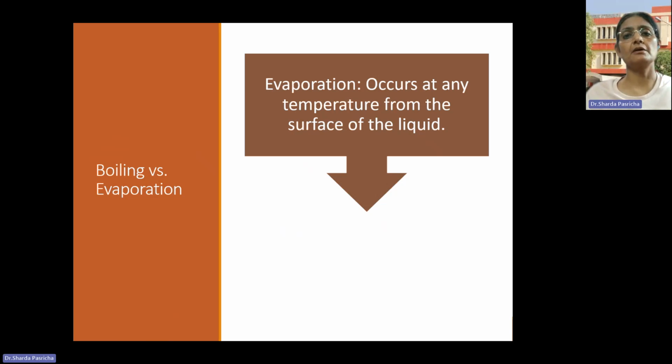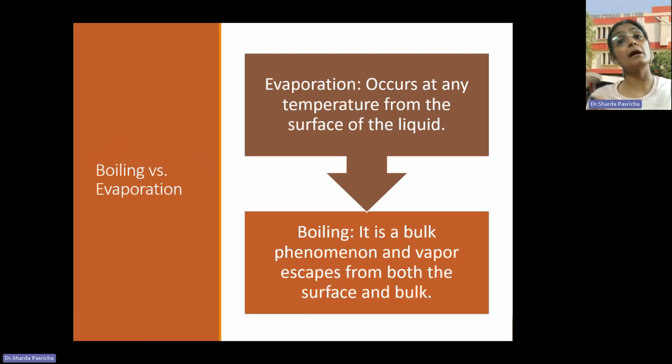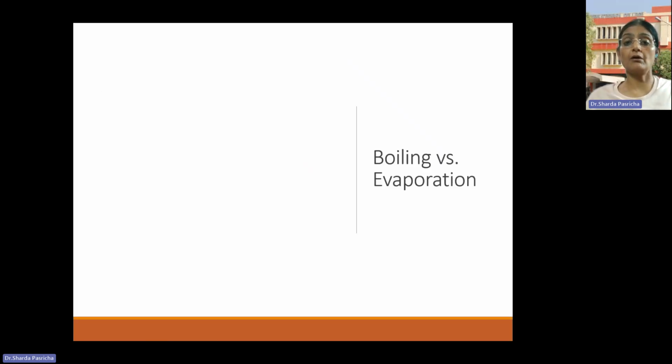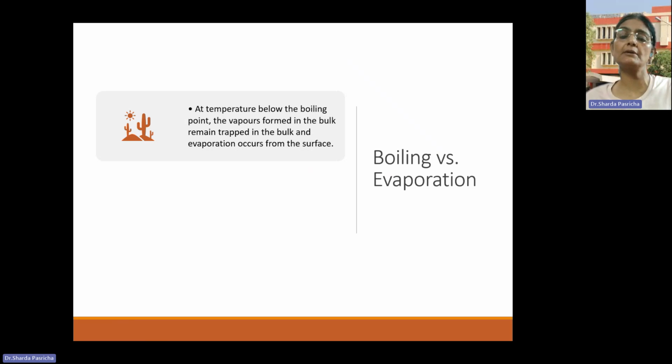Now, I mentioned the term evaporation. Let us compare and understand the difference between the two terms, evaporation and boiling. Fundamentally, evaporation is a surface phenomenon. The molecules from the surface will move into the vapor state, whereas boiling is a bulk phenomenon. So molecules not only from the surface of the liquid, but also from the bulk of the liquid will move into the vapor phase.